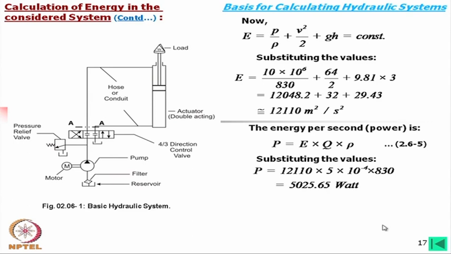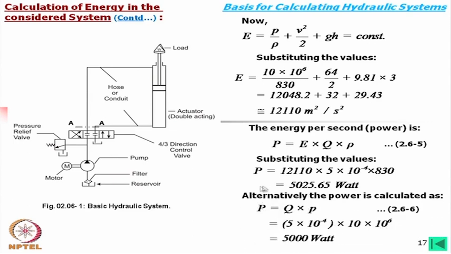So, about 5 kilowatt. Now, if we calculate in other way, that we know this Q and P, in that way it is 5000 watt. Okay. Now, this difference is due to that we have considered the other details factor for calculating this one energy that way. So, we find that is 25 watt, a difference of 25.65 watt. Okay. But if we calculate very accurately both, this difference should not be there. So, this is basic calculation what you need to do for fluid power.